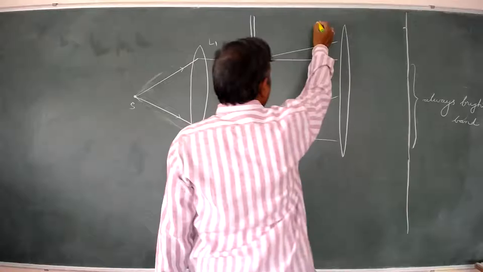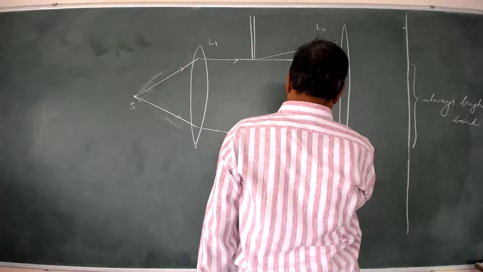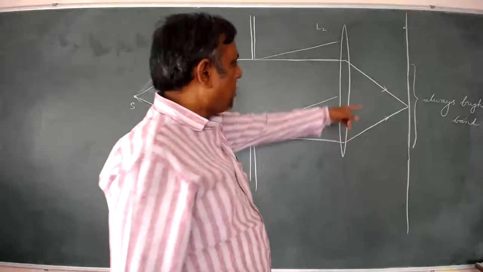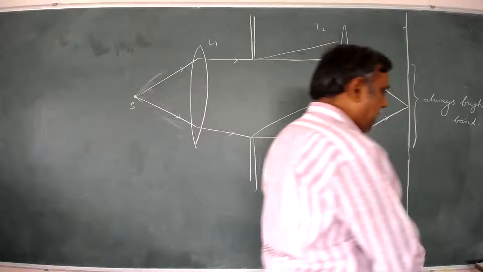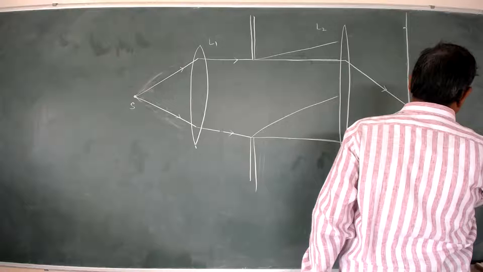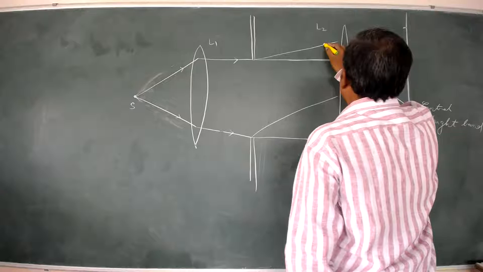Now, what about the parallel beam of light coming from the slit? It undergoes diffraction, and these light rays will converge with each other. At a particular point, all the light rays will meet. This is the bright band. So this is called the central bright band. Now, what about the light coming after the diffraction?